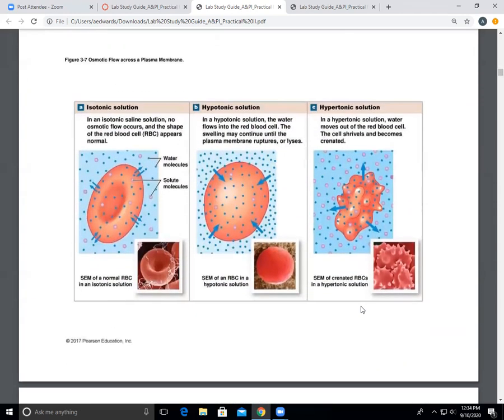All right, here's a clinical application. Again, no net movement, equal movement in both directions in the isotonic solution in a red blood cell. Normal shape.